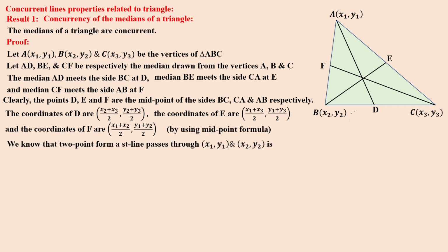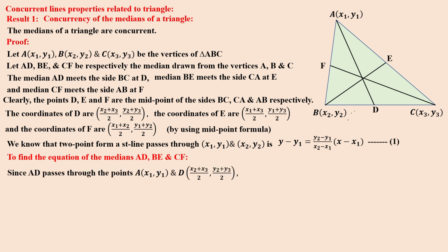We know the 2-point form of a straight line. The straight line passing through (x1, y1) and (x2, y2) is y minus y1 equal to (y2 minus y1) by (x2 minus x1) into (x minus x1), right? So we are going to use this formula, so keep it as equation number 1. So we are going to find the equation of the three medians AD, BE and CF, right? So AD passes through the points A and D.